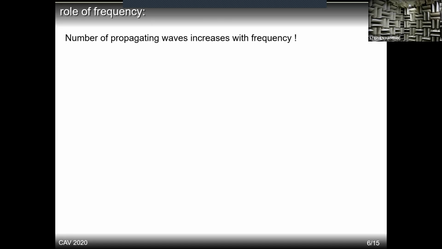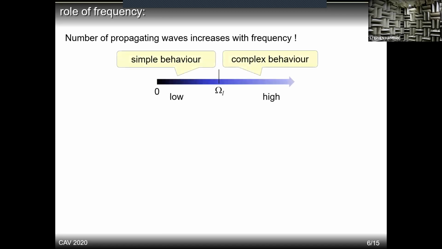Now, since the number of propagating waves increases with frequency, we can establish a frequency limit in terms of normalized frequency, where below this limit we shall have a simple behavior of the pipe, and above this limit the behavior will become more and more complicated. As a matter of fact, this limiting frequency is the cut-on frequency of the first higher order wave, which deforms in form of ovalization.